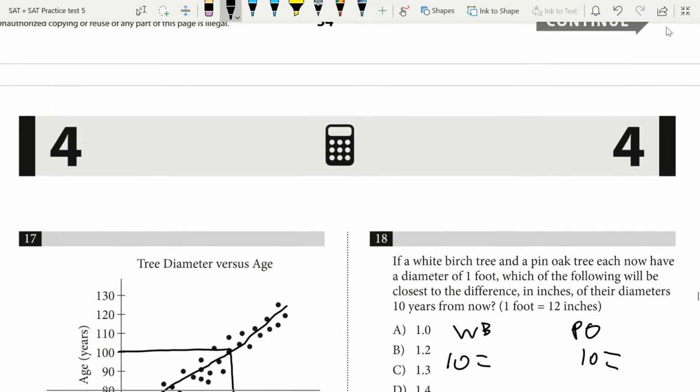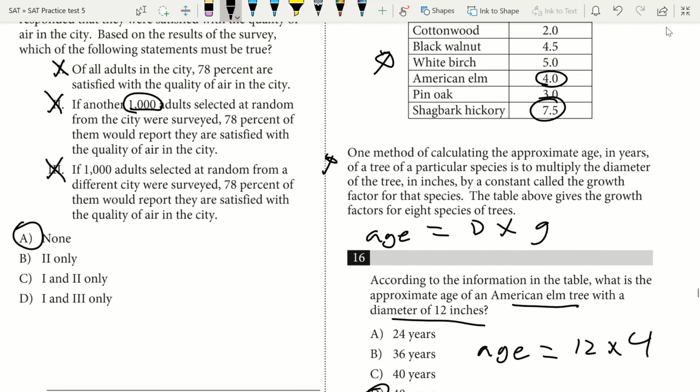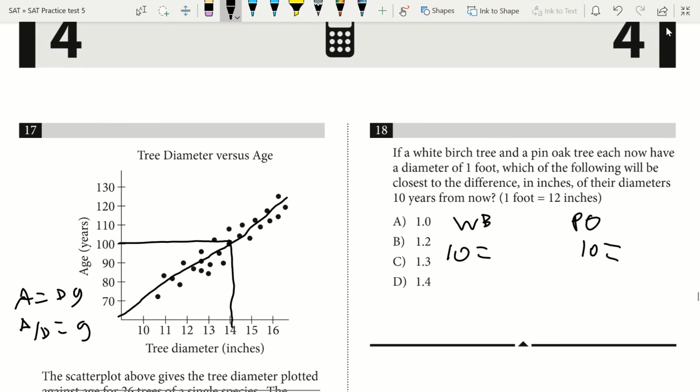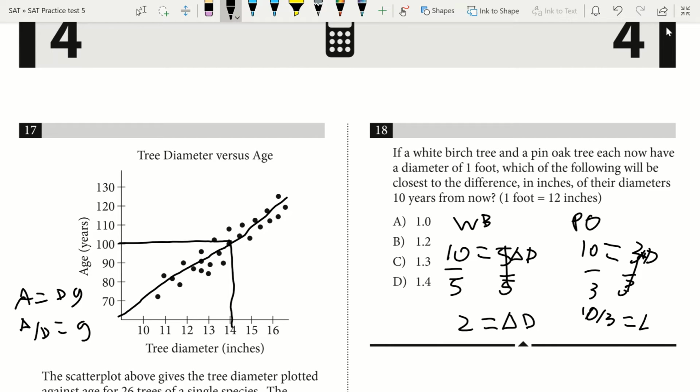So I've got WB and PO. So white birch has a growth factor of 5 and pin oak has one of 3. So I've got 10 equals 5 times change in D and 10 equals 3 times change in D. Now keep in mind they're the same diameter right now, so we're looking for the change in diameter, right? So now when I look at the change in diameter, I'm going to divide each side of the white birch equation by 5, and I get 2 equals my change in diameter. And then for pin oak, I'm going to have to divide each side by 3, and that's going to give me 10 over 3. So 10 over 3 will give me my change in diameter.